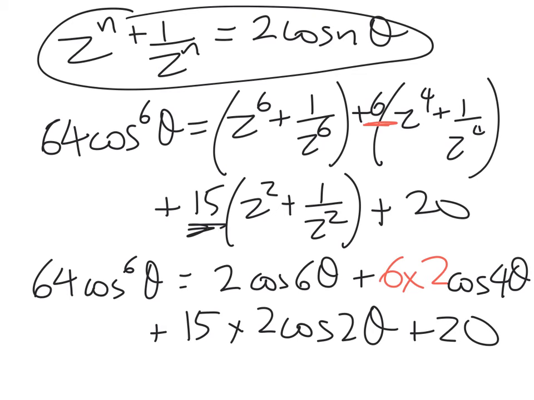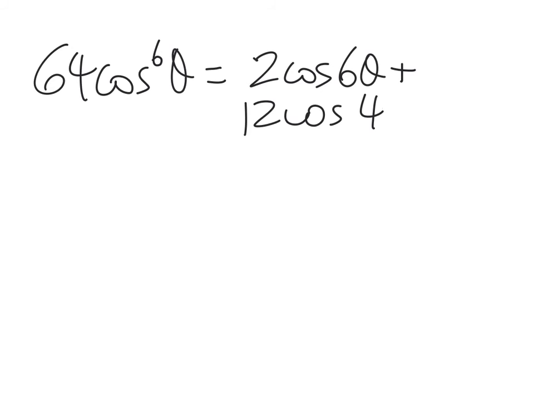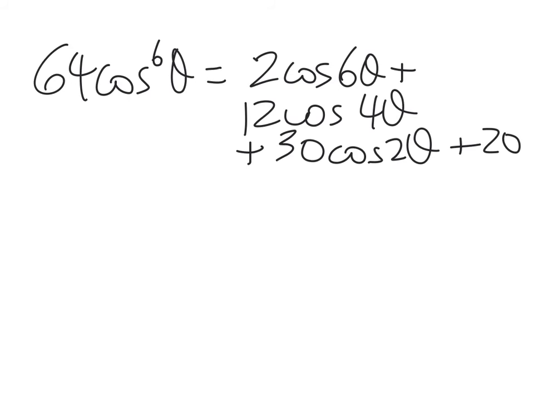Okay, one last slide. You probably don't need to watch the last bit. So 64 cos theta to the power of 6 is equal to what? Well, we've got, where did I get to? 2 cos 6 theta plus 12 cos 4 theta plus, sorry about the music in the background. It's one of my kids doing their violin practice. I hope you're enjoying it.